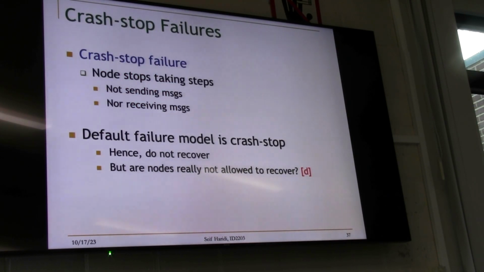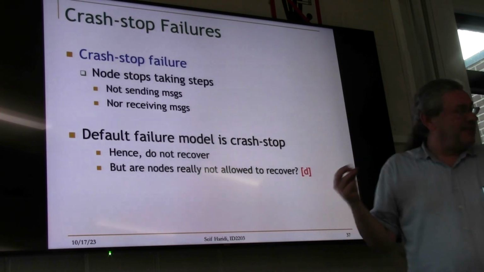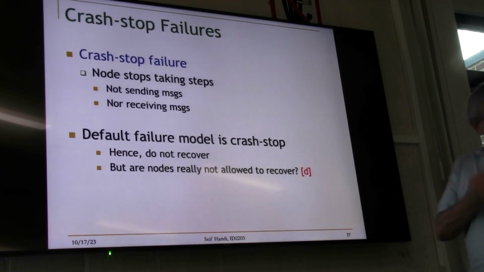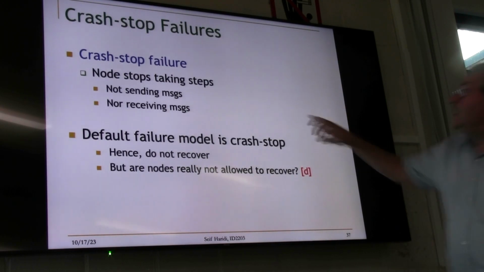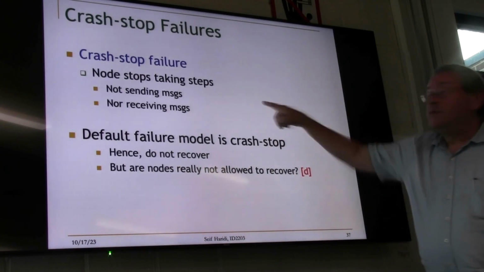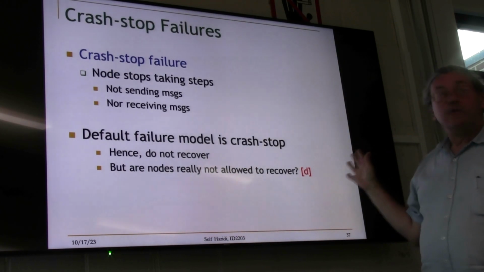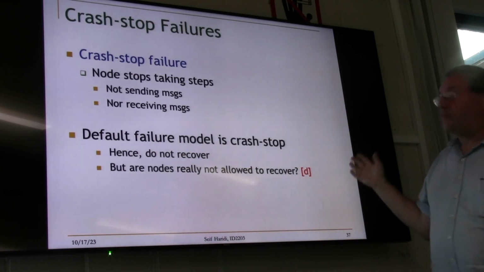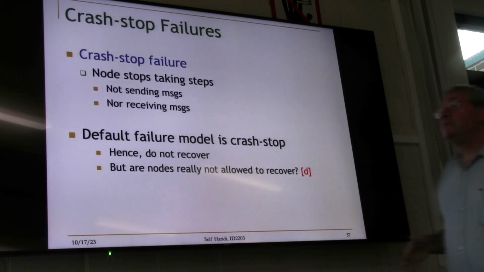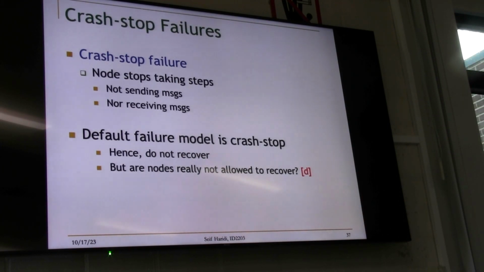Let me explain the four. The first one is the easiest one, crash stop. This is very, very simple. I take an axe and I chop that laptop and cut it into two pieces. It just stops working immediately. That's a crash stop failure. So the node just stops. No more steps, no more receive, no more send. It just cuts right there and stops, okay?